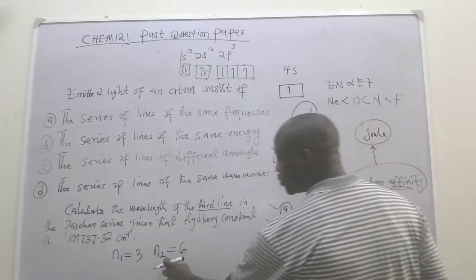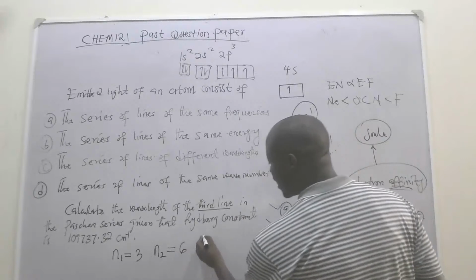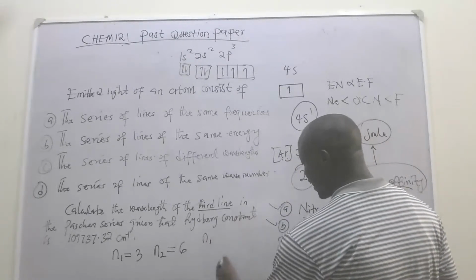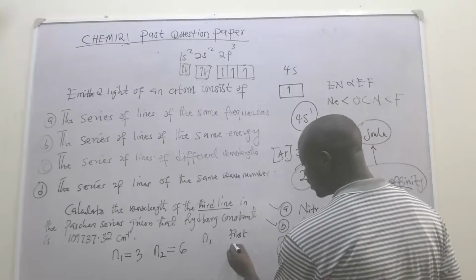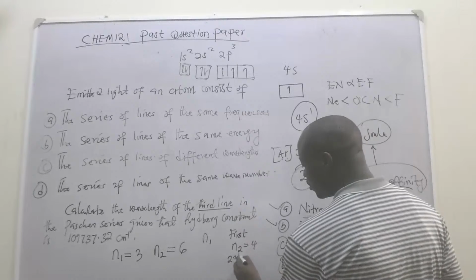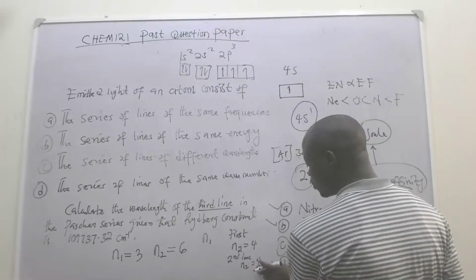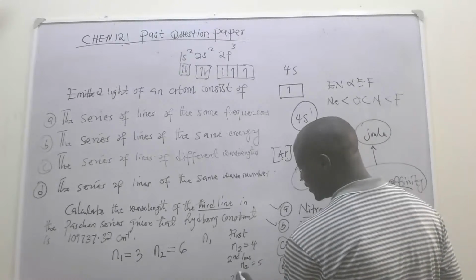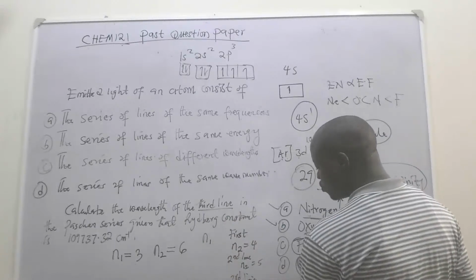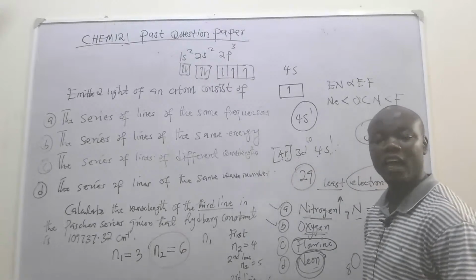Why is it that n2 is equal to 6, ladies and gentlemen? For the Paschen series, n1 is equal to 3. So for n2, we have the first line: n2 is equal to 4. For the second line, n2 is equal to 5. And then for the third line, n2 is equal to 6. So that is why we have n2 here as 6. I hope it is clear.